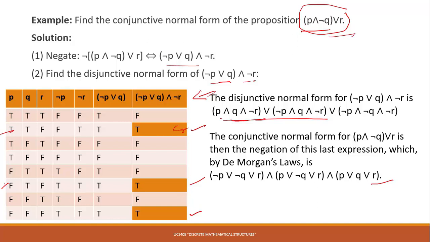So what we have done: first we negated the original proposition form, then we found the DNF of the negated form, then we applied the negation and applied De Morgan's law to get the CNF of the original propositional form.